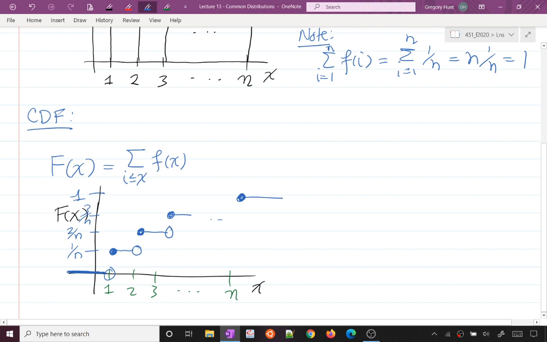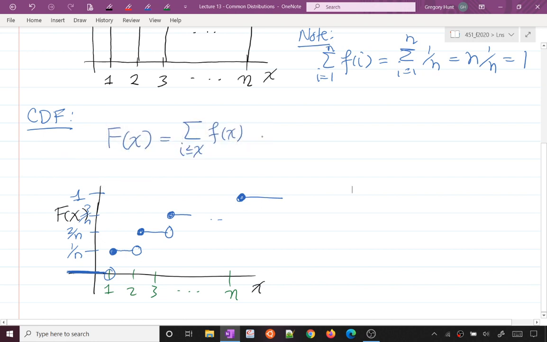So let's just move this CDF a little bit. We could write this in a couple of ways.